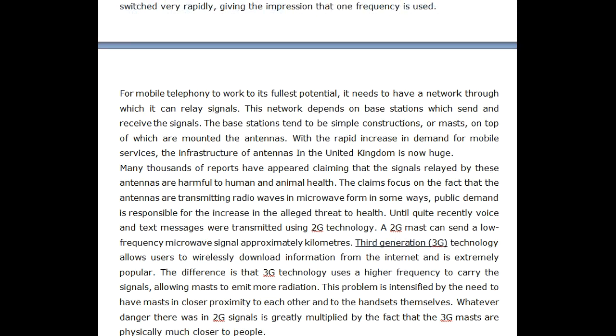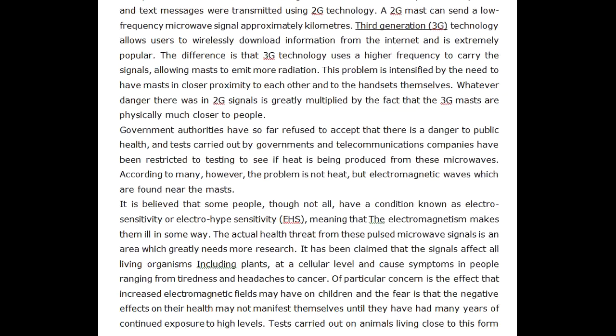But now you have to read the part attentively. Right, so 3rd generation technology allows users to wirelessly download information from the internet and is extremely popular. The difference in 3G is to carry the signals, allowing mast to emit more radiation. Something related to health I've got, but not directly. This problem is intensified by the need to have mast in closer proximity. Oh, perhaps they're saying something, so you have to go back. He's saying that 3G technology uses a higher frequency to carry the signals. Okay, this is the first thing. Allowing mast, the top part of the tower, to emit more radiation. Okay, so they're emitting more radiation.